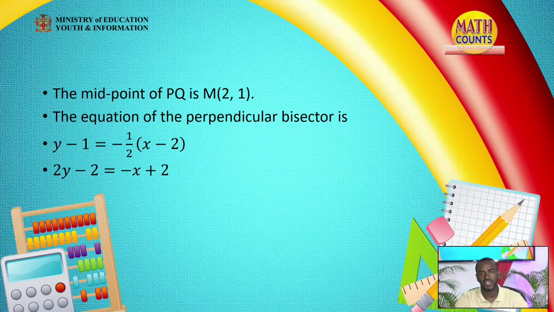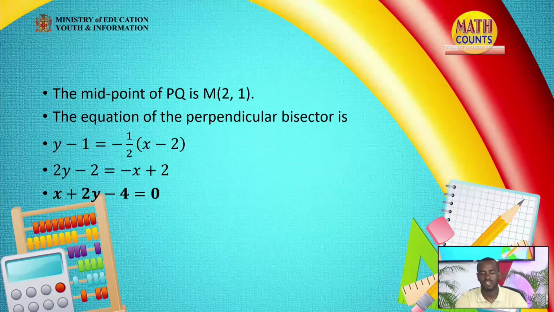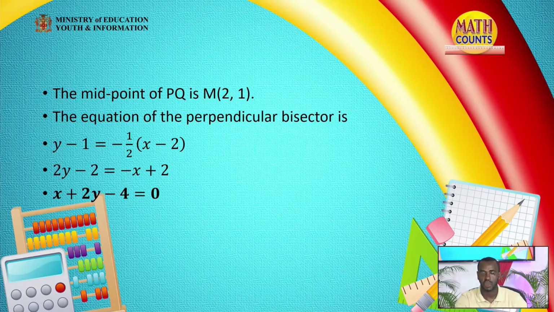And further simplifying this equation, you should get the equation in the form x plus 2y minus 4 is equal to 0. Remember that your question was to write your equation in this form. And since it had asked to be written in this form, then only this form is acceptable at this point.